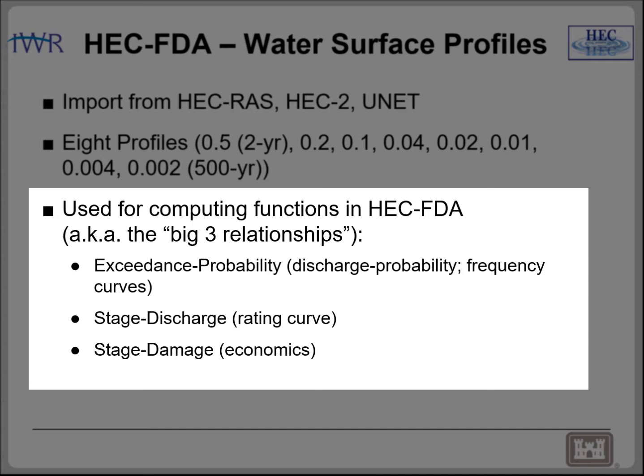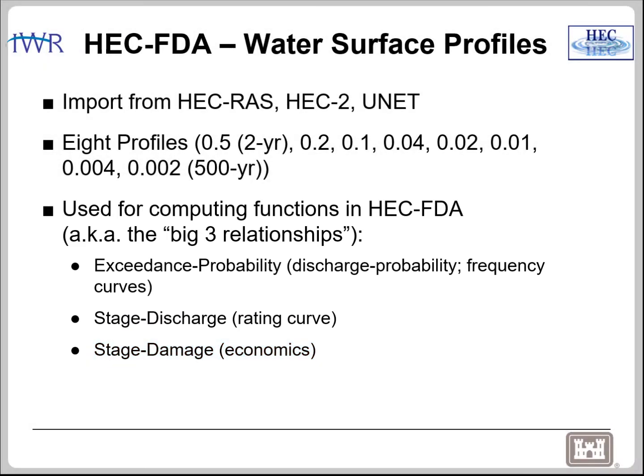These Big 3 relationships are, number 1, exceedance probability, which is also known as the discharge probability or frequency curves. Number 2 is the stage discharge function, also known as the rating curve. And the final Big 3 relationship is the structure stage damage or economic curves.